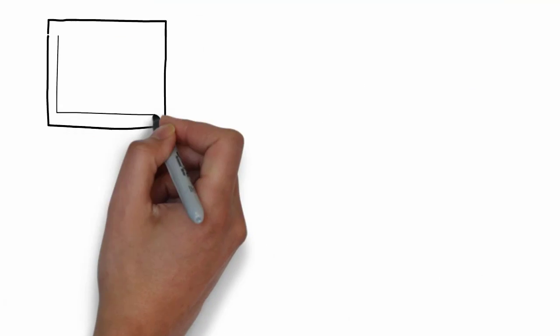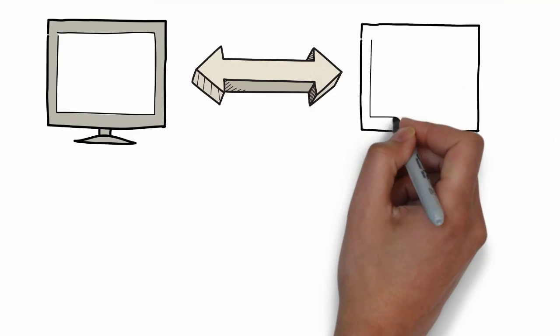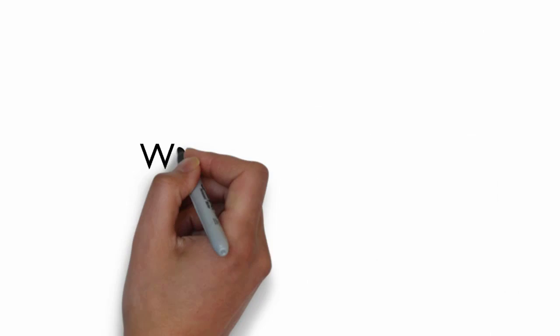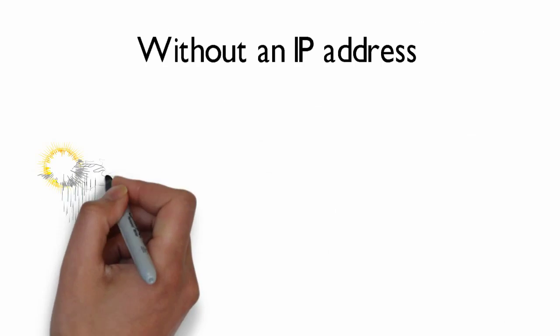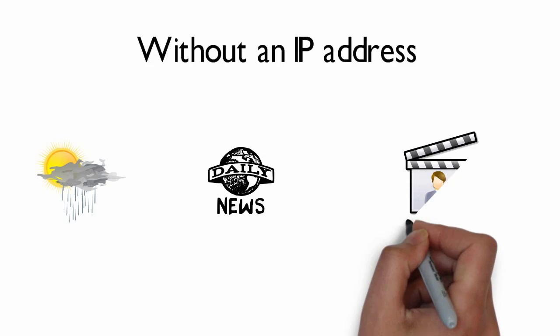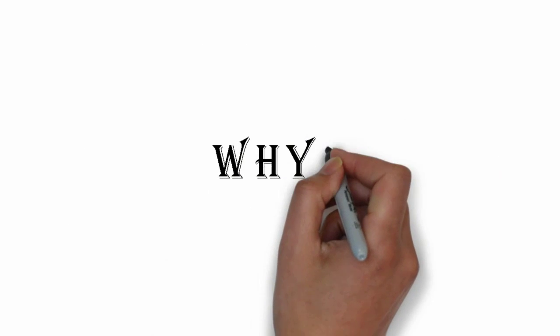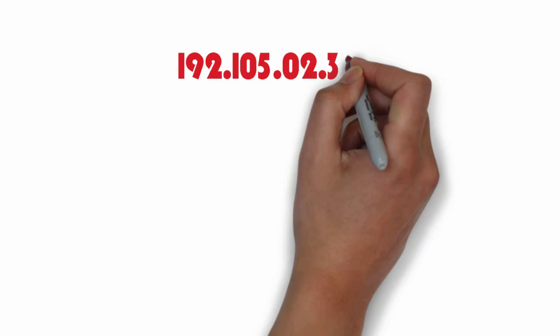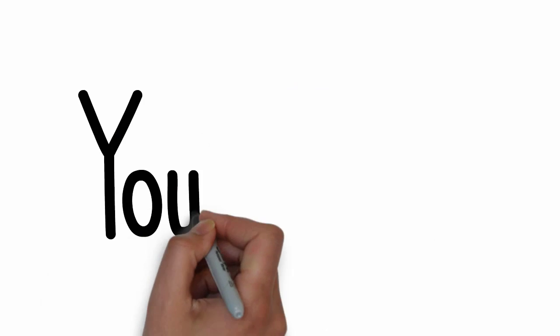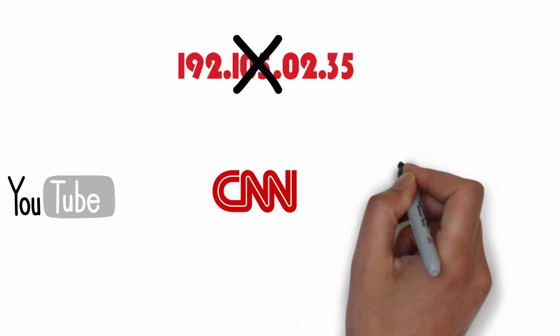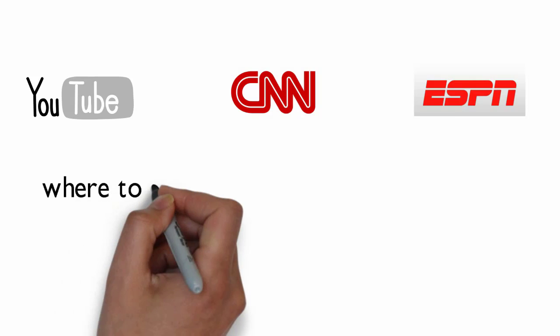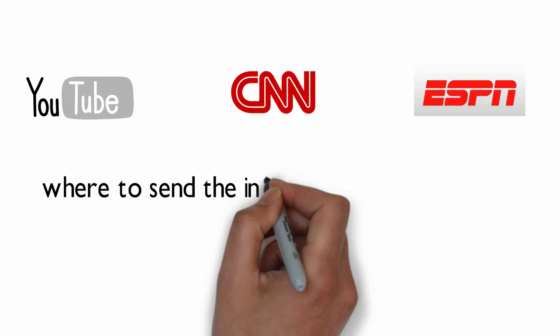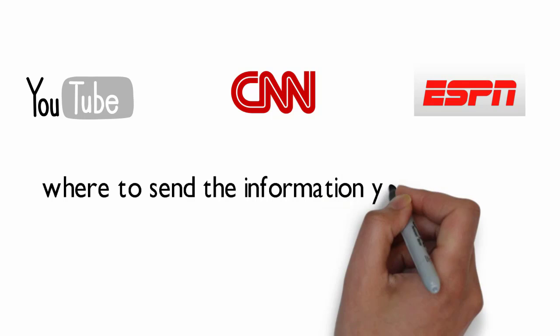Without an IP address, you would not be able to get today's weather, check the latest news, or look at videos online. Why? Because without your IP address, websites like YouTube.com, CNN, or ESPN would not know where to send the information you asked for. They would not be able to get it to your computer.